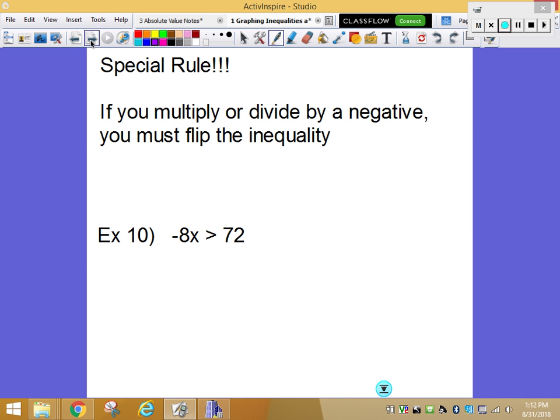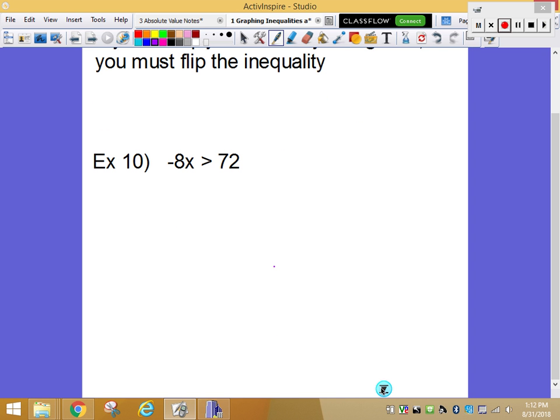Now there is one special rule that we have to remember. If you multiply or divide by a negative, you have to flip your inequality. So let's do example 10. I'm going to show you what I mean. The negative 8 and the x are multiplying. So to move it, I'm going to divide by negative 8.